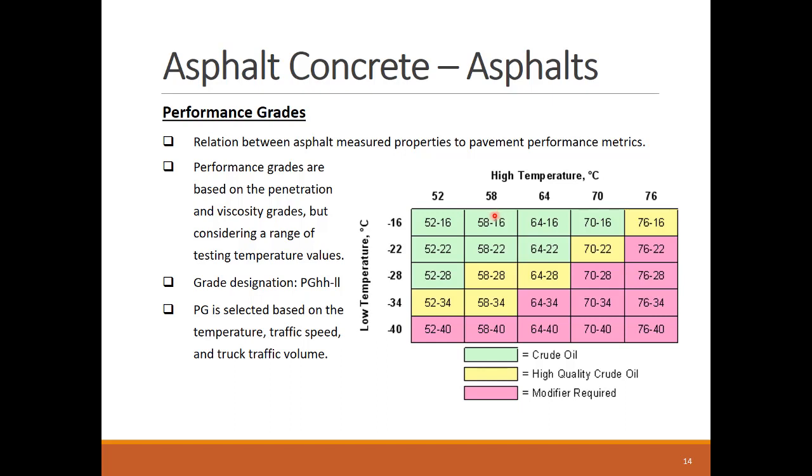A high-performing grade mix is the one that can perform well at both high and low temperatures, like grade 76-40. In addition to temperature, the asphalt performance grade is selected considering the traffic speed and truck traffic volume. A low traffic speed and high traffic volumes require upgrading the performance grade to increase the pavement durability.